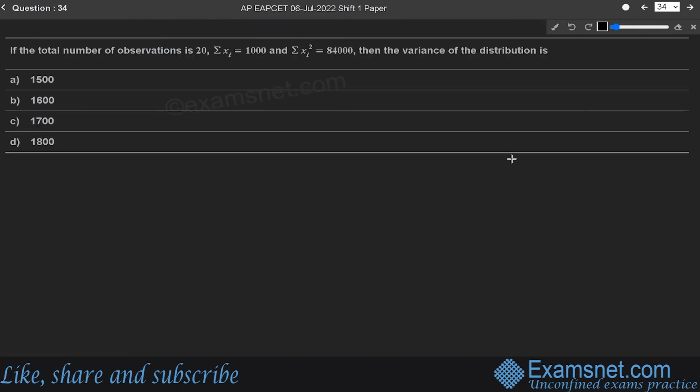Next question is a very interesting question. If the total number of observations is 20, summation of xi is equal to 1000 and summation of xi square is equal to 84,000, then the variance of the distribution is. See here, the values are given, which is n is equal to 20. Therefore, n square will be equal to 20 square, which is equal to 400.